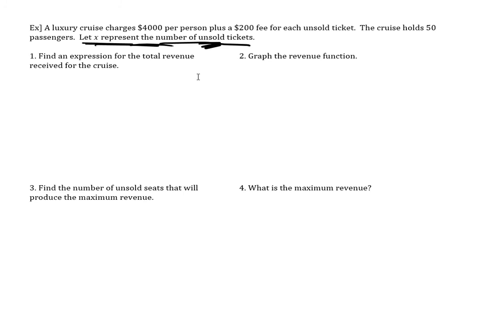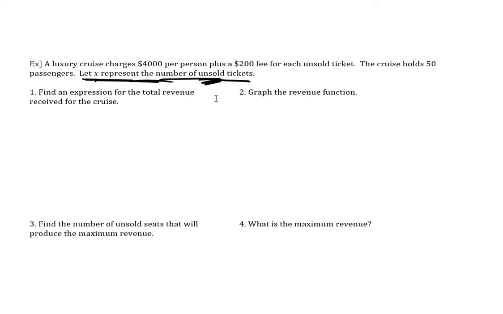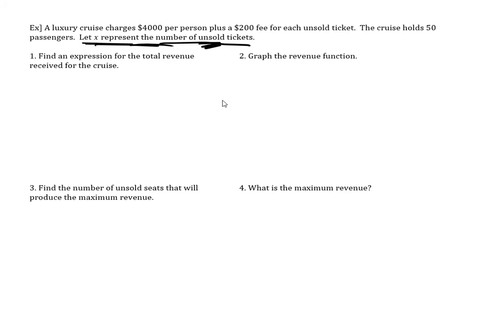In this problem, they don't give us the revenue function, unlike the previous one. Here we have to find it, which means we have to remember that revenue is equal to a price times a quantity. And so we need to figure out how to set up a function with our x.